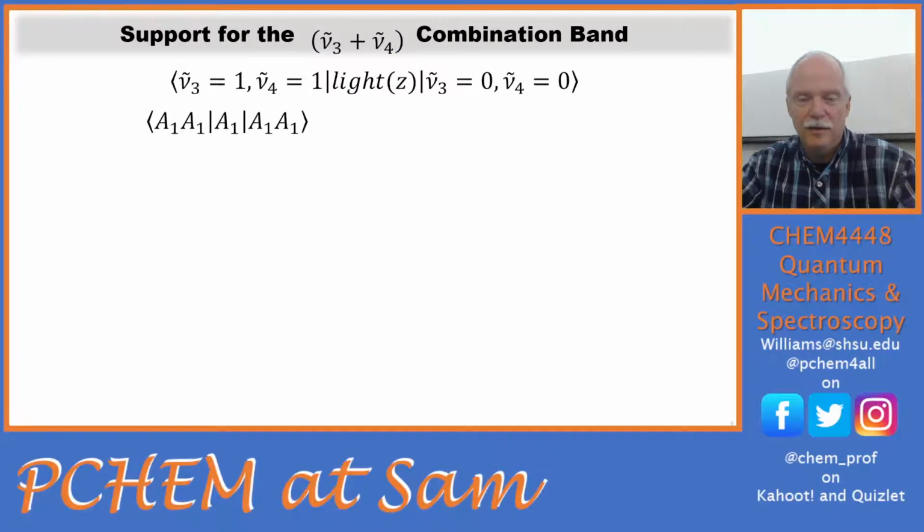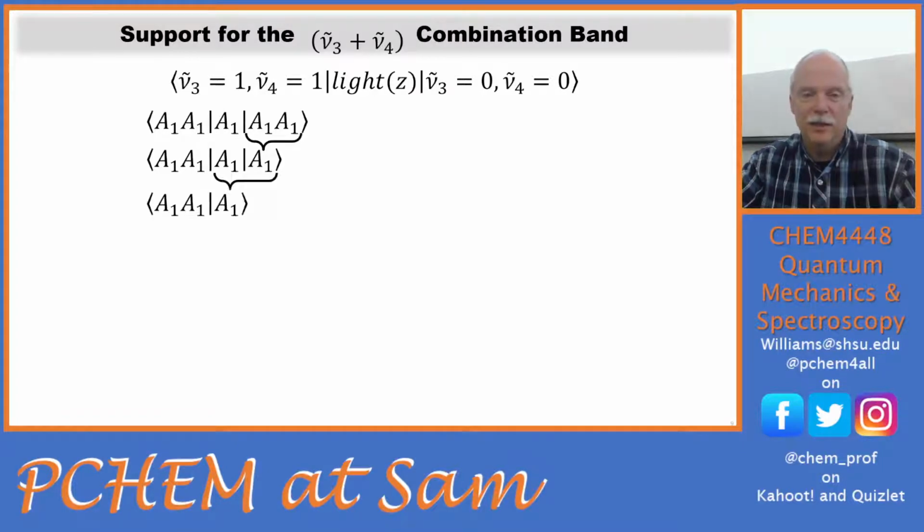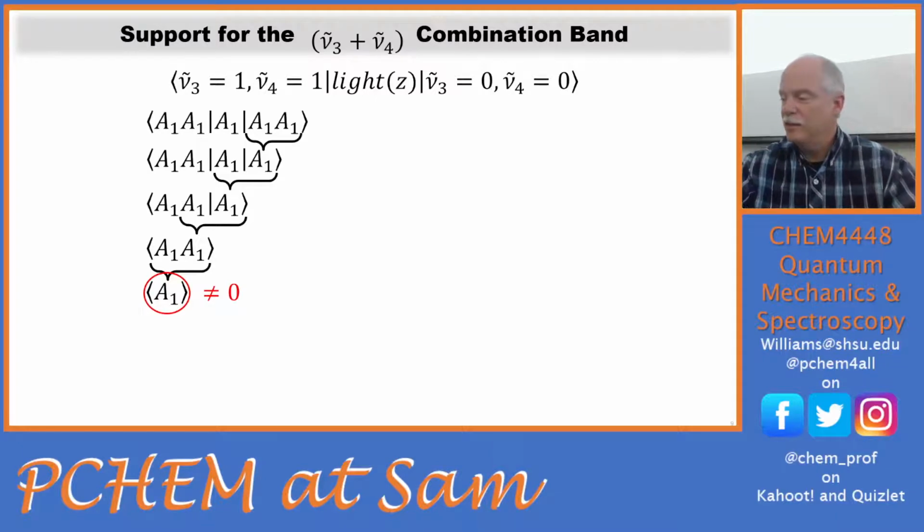So we have the ground states are A1 and A1. Light, Z-polarized light is A1, and the excited states are A1. So everything is A1 all the way down. And that's the top row. And so that's not equal to 0. So we know this one is allowed because everything was fully symmetric.